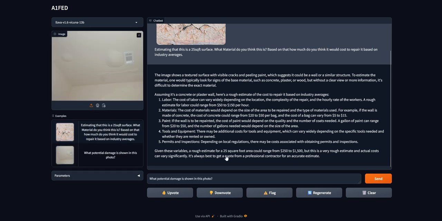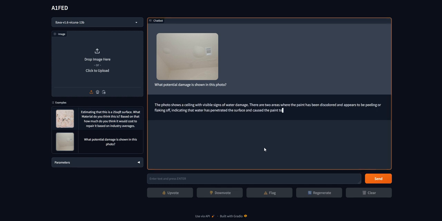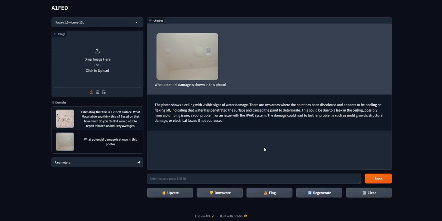Then moving on to our second scenario, we have what appears to be a water damaged ceiling. Let's see if the model can identify this. Here we see the model uses image classification again to identify that there is indeed water damage on the ceiling. It then uses reasoning to outline potential causes and future implications of this water damage. And that wraps up our vision language model demo.